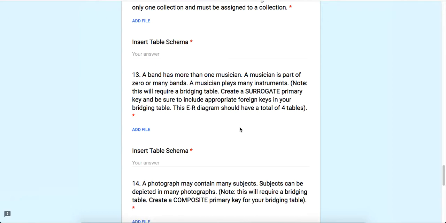Number 13, this also stumped people. I was looking for a total of 4 tables. I took variations of these things, but what we're saying is a band has more than one musician. So we're saying one band has more than one musician, and we're also saying a musician is part of 0 or many bands. That's telling us we have a many-to-many relationship here, which means that we need a bridging table or a linking table.